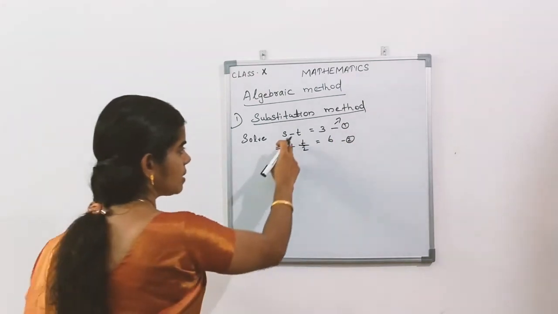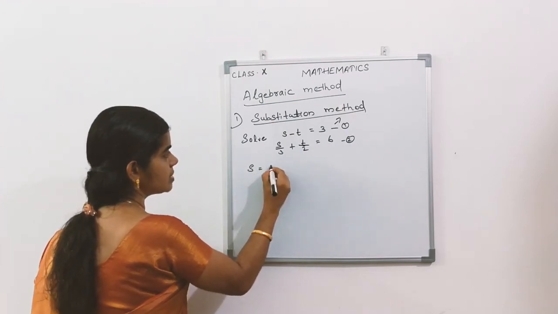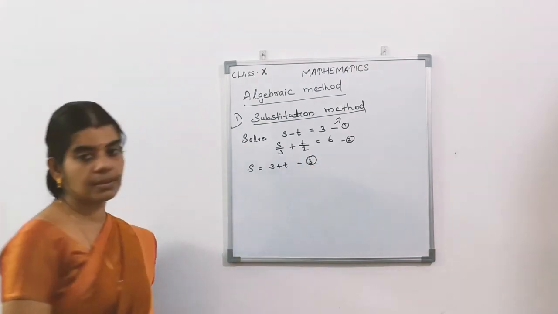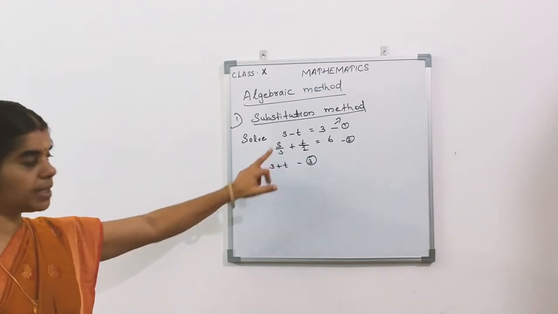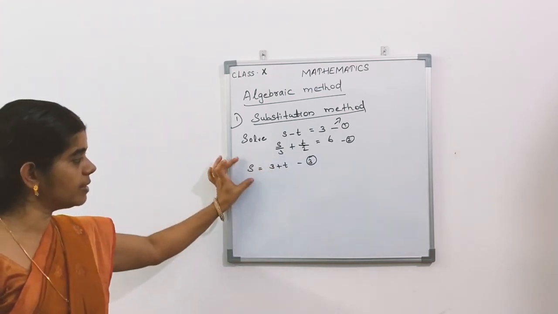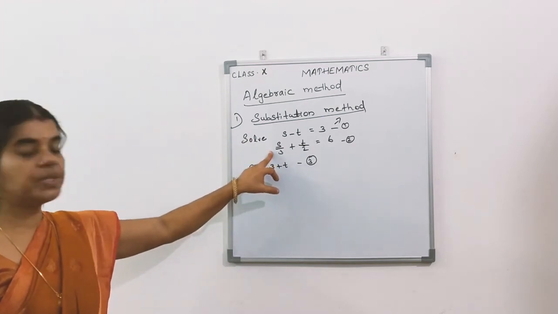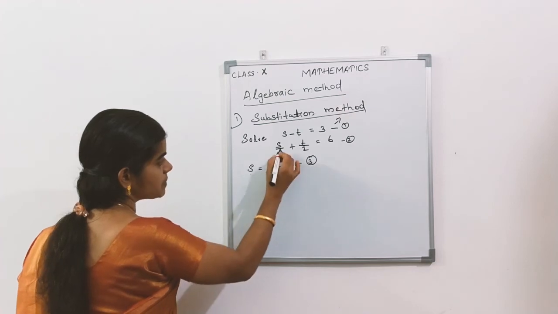Then I am using the first equation itself. From that I am writing s is equal to 3 plus t, and I am calling that equation number 3. That value you want to substitute in equation number 2. Here we used the first equation for finding s, therefore you want to substitute that in the second equation. In the place of s, you want to substitute 3 plus t.